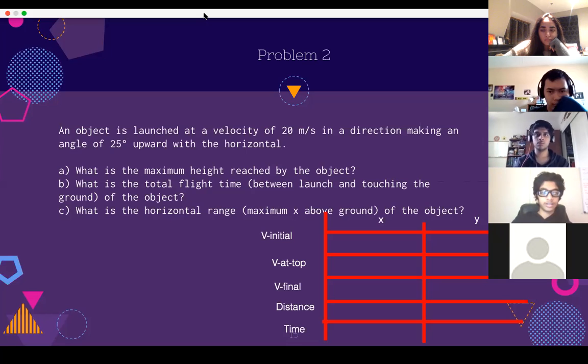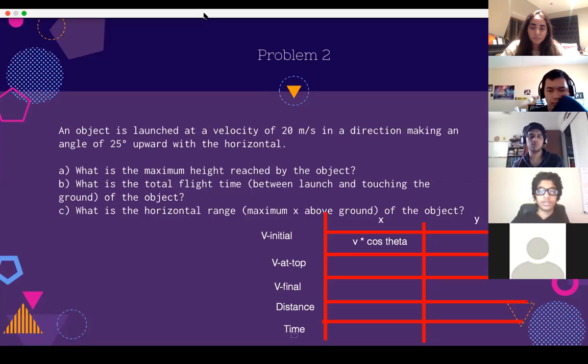So we know that the initial x velocity will be the velocity times cosine of theta. And you can simplify this with the actual numbers if you want. I think that's probably going to be more useful. But for this problem, since it's the first time, I'll just go ahead and put it in.